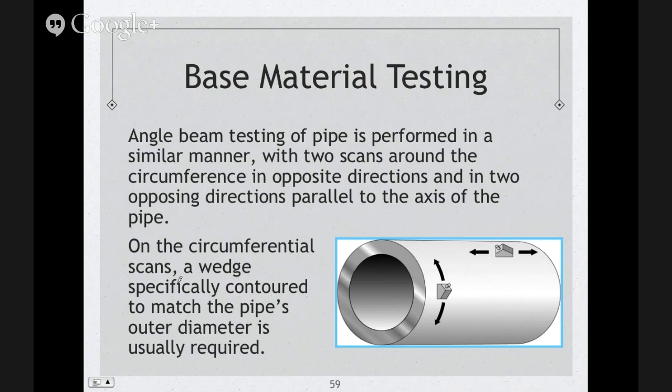On the circumferential scan, a wedge specifically contoured to match the pipe's outer diameter is usually required, right? So on here, because you have this curvature, the wedge of your transducer is going to be rounded to the same radius or the same curvature this pipe has. Otherwise, you would not have full contact. In this case, you wouldn't need that because you're going along the axis of the material. You don't have that curvature.